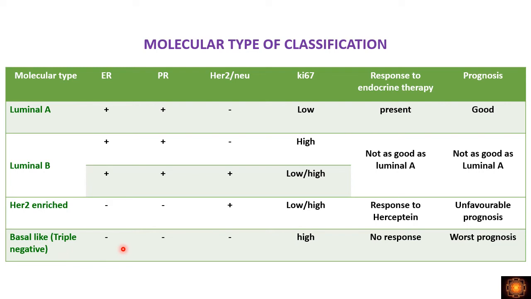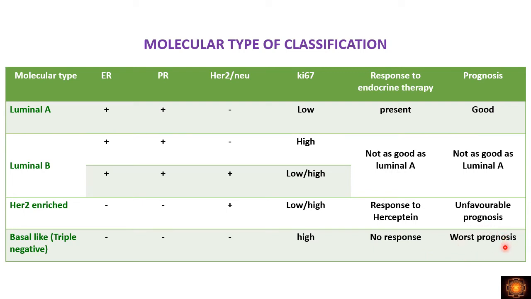Triple negative means all the 3 hormone receptors are negative. And the Ki67 in this will be very high. Usually these tumors don't have the low Ki67. The proliferation marker will be high, and they don't have any response to endocrine therapy because all the receptors are negative. Endocrine therapy will not function on these tumors, and this type of tumor has the worst prognosis.